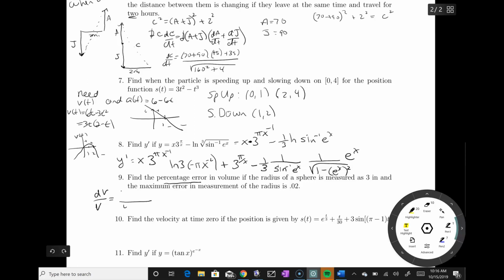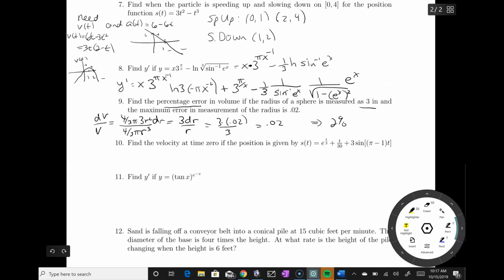So volume is 4/3 pi r cubed. Then I'm going to take the derivative of that in the numerator, so I get 3r squared dr. Remember, lots of canceling will happen here, so I'll get 3 dr over r. I put in what the radius is measured as, that's 3, and then the dr is 0.02, so I get an answer of 0.02. So as a percentage, that means 2%.